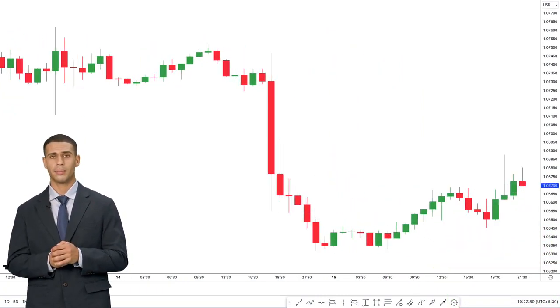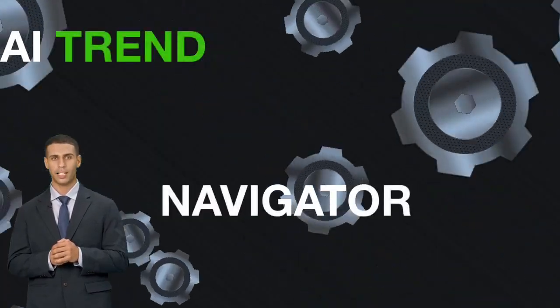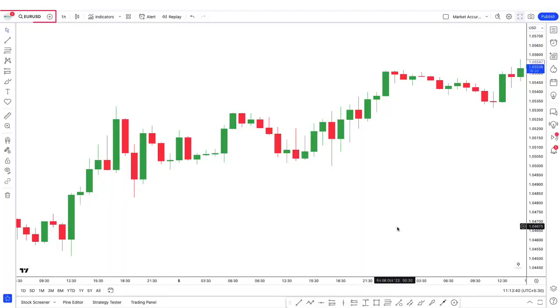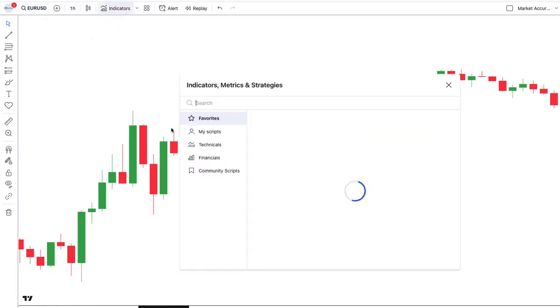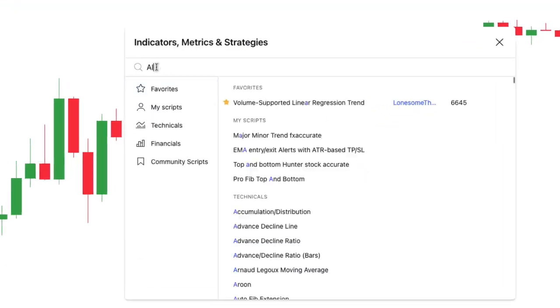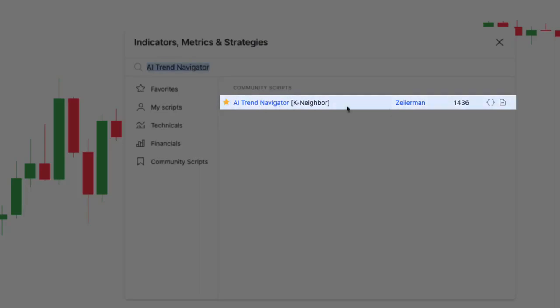Let's get into it. Now, the indicator that we're talking about is called AI Trend Navigator. To add it to your chart, for me, I'm going to go with Euro and USD. This strategy works best on the 1-hour time frame, so be sure to set your time frame to 1 hour. After that, open the Indicator Search tab and type in AI Trend Navigator. Be sure to select this one by Zierman.